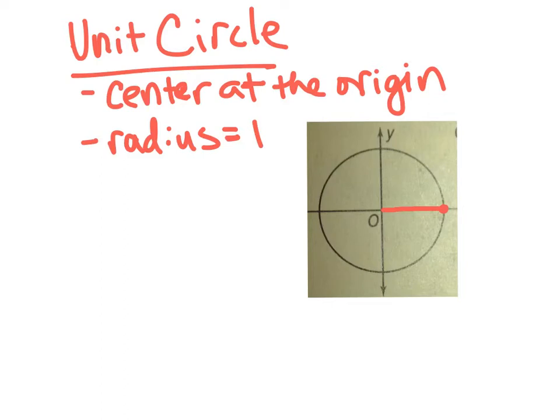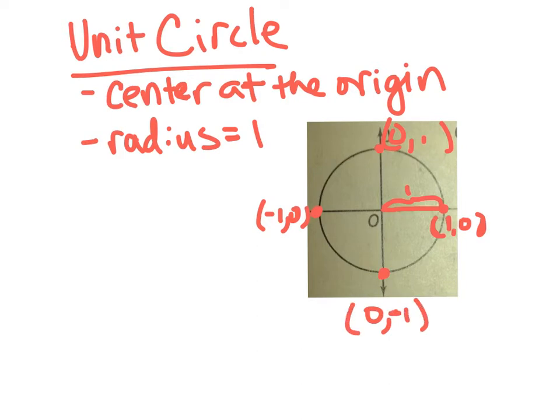So, since the radius is 1, these pieces are the radius. Value here is 1, 0. Up here it will be 0, 1. Negative 1, 0. And 0, negative 1. So those are your x and your y coordinates.